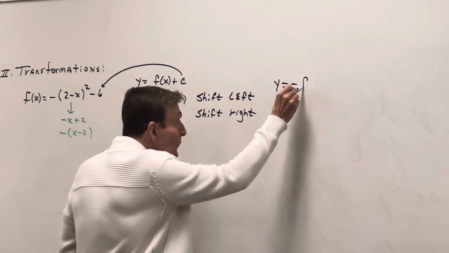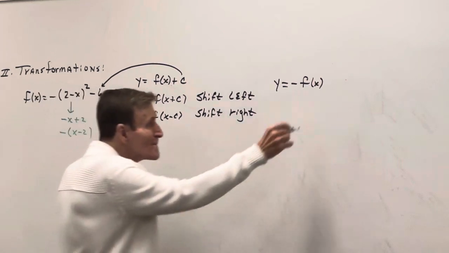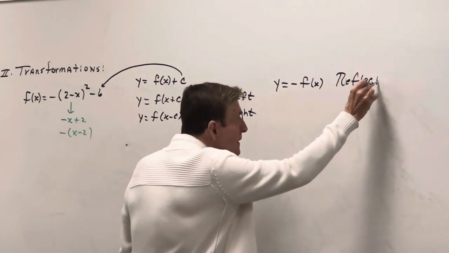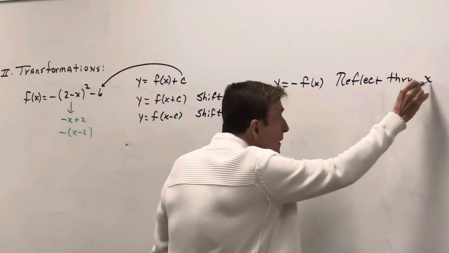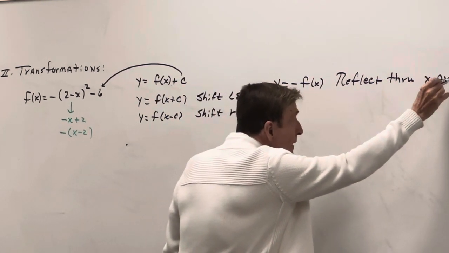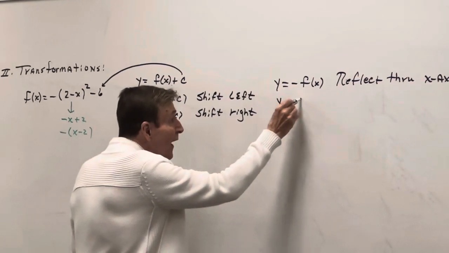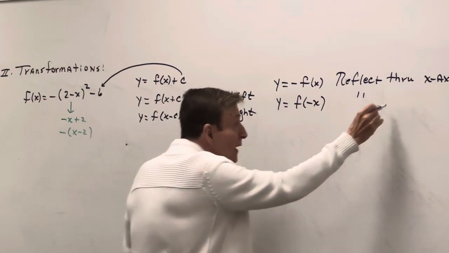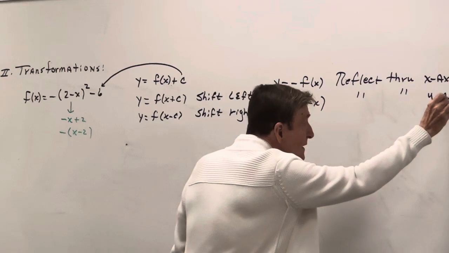If the negative sign's out front, what does that tell me to do? Reflect the graph of y equals f of x in the x-axis. Reflect through the x. Now tell me the next one. To graph y equals f of negative x. Reflect the graph of y equals f of x in the y-axis. Oh my goodness.